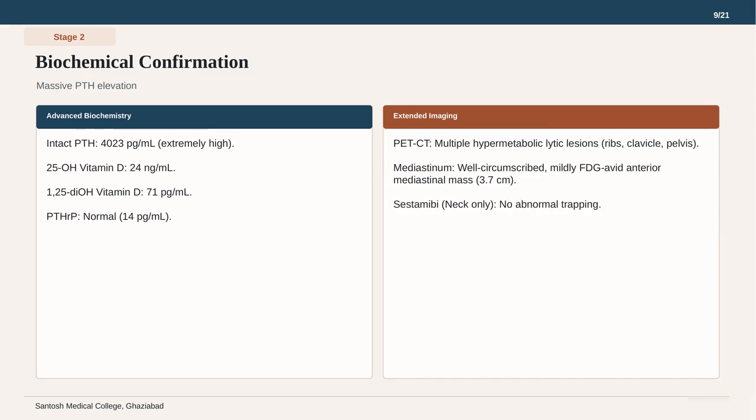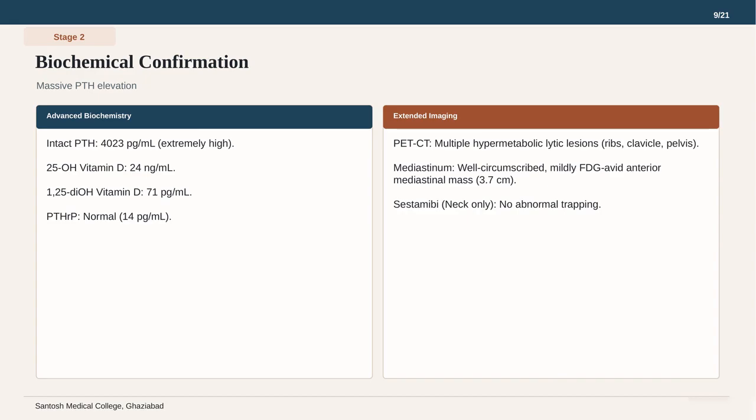As you can see in the advanced biochemistry box, the intact parathyroid hormone level is a staggering 4023 picogram per milliliter, which is extremely high. Meanwhile, the PTH related protein is normal, ruling out humoral hypercalcemia of malignancy. Looking at the extended imaging box on the right, the PET-CT shows multiple hypermetabolic lytic lesions in the ribs, clavicle, and pelvis. However, it also reveals a 3.7 centimeter well circumscribed mass in the anterior mediastinum.